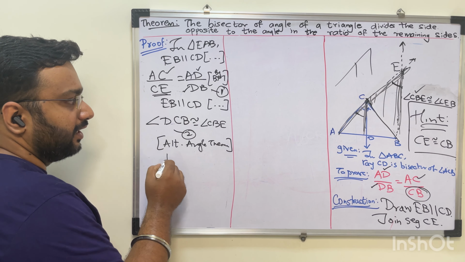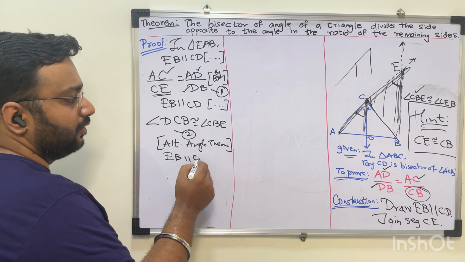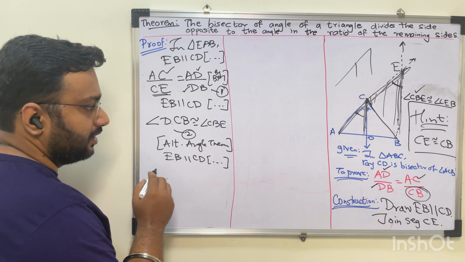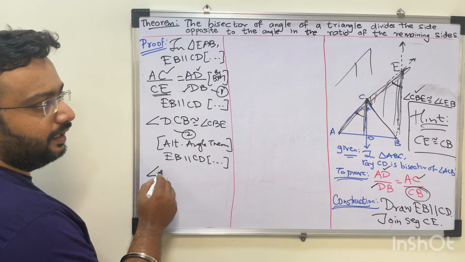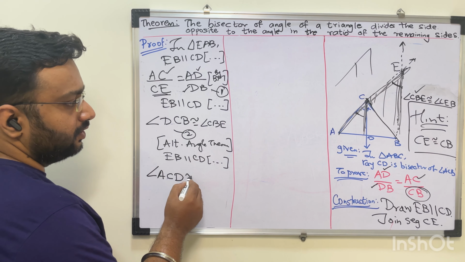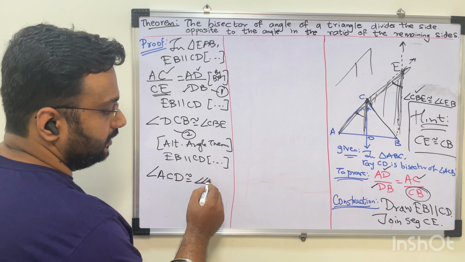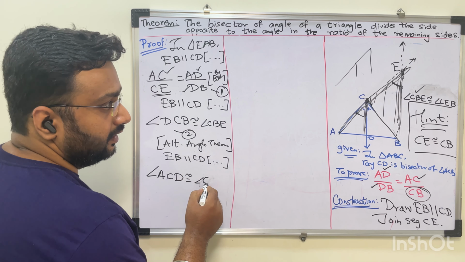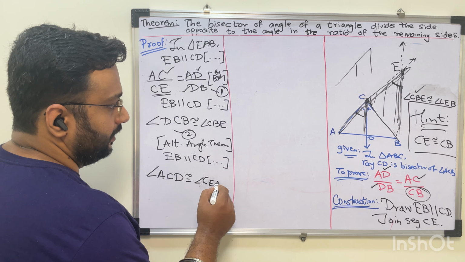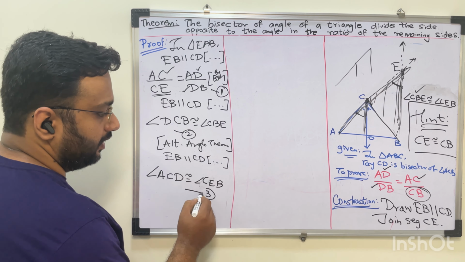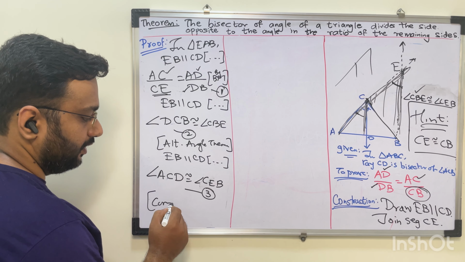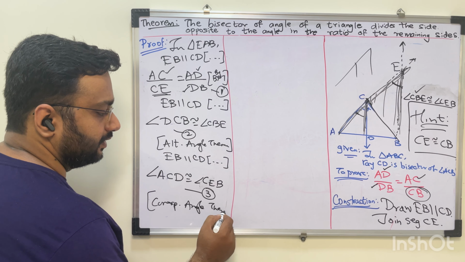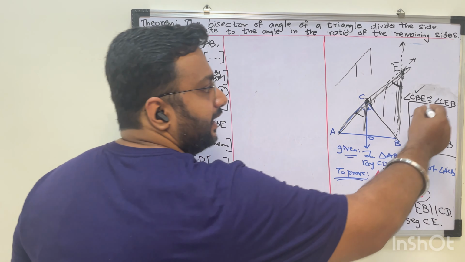So let's write it down again. EB is parallel to CD. Reason will be construction. And the two angles that we got just now: angle ACD is congruent to angle CEB. Equation number 3, and the reason for this will be the corresponding angle theorem. I hope everyone is clear with this. So we got the second angle also.